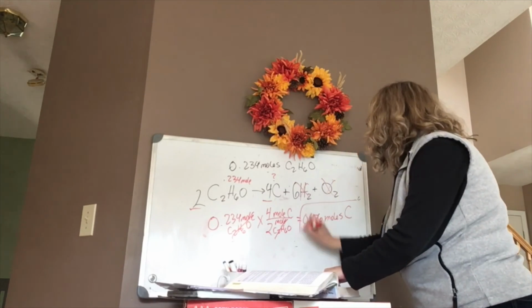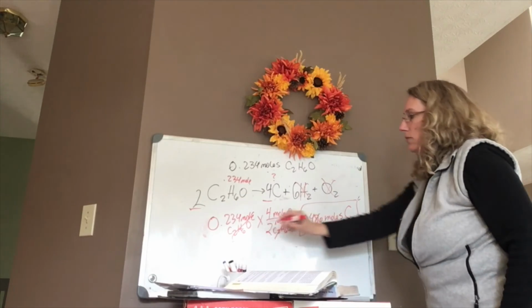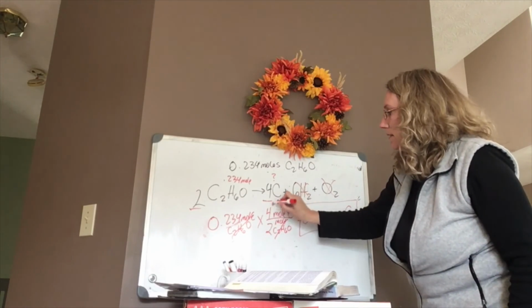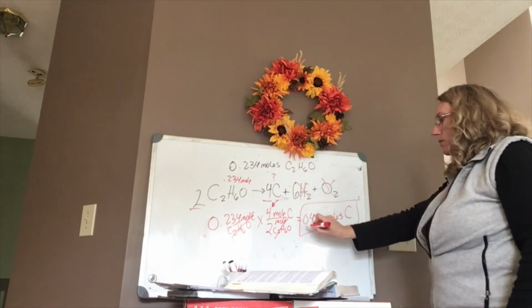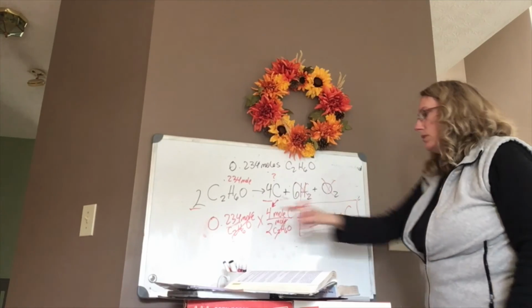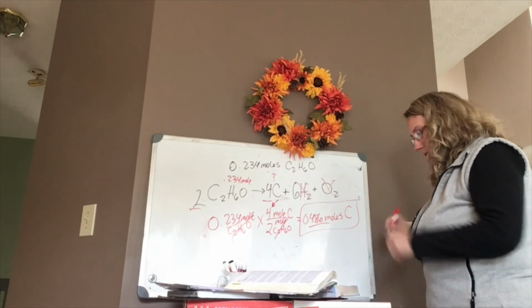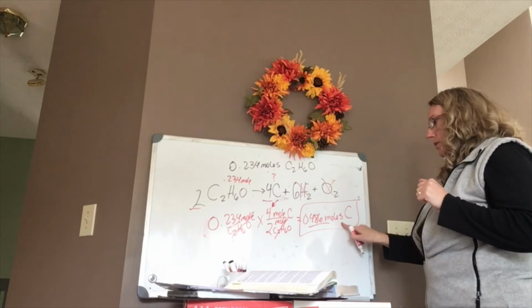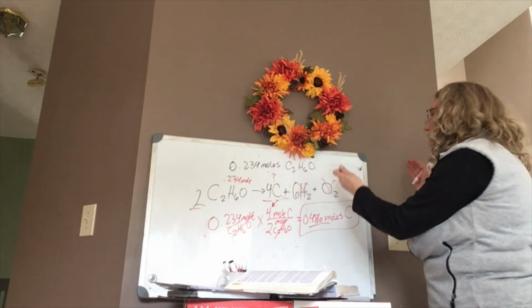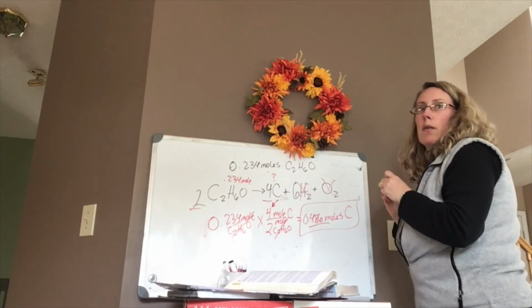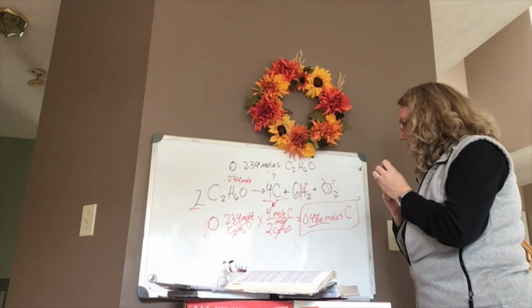0.486 moles of carbon. And I have 3 significant digits there. These are exact, so they don't count. 3 significant digits there, 3 significant digits there. And it's labeled. The whole point of this was to figure out how many moles of carbon. Please tell me how many moles of carbon I have. Okay?